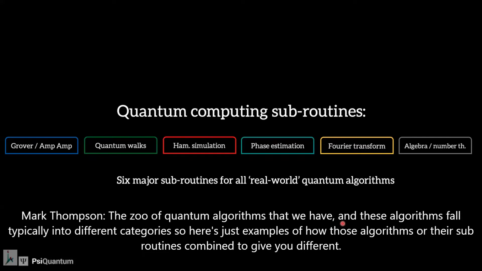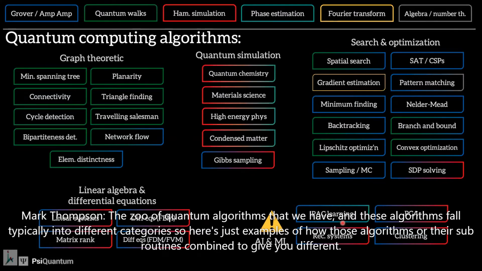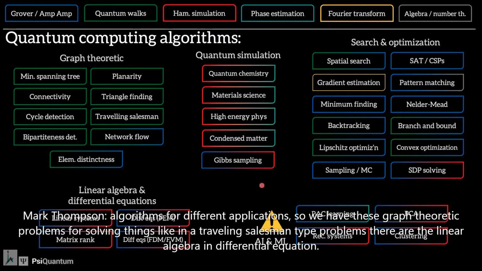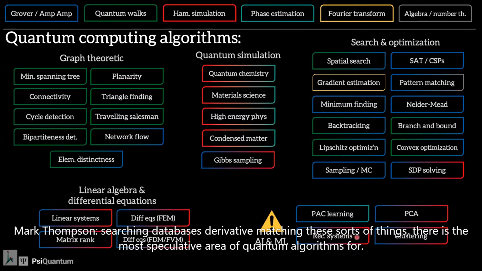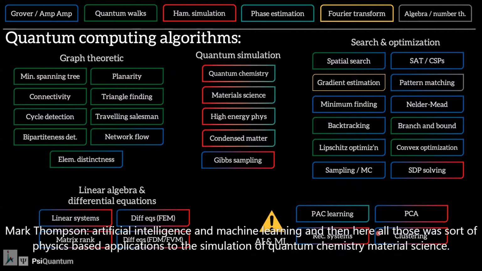And these algorithms fall typically into different categories. So here are examples of how those subroutines combine to give different algorithms for different applications. We have graph theoretic problems for solving things like traveling salesman type problems. There are the linear algebra and differential equation algorithms for use in things like simulating fluid dynamic systems. There are the search and optimization algorithms for searching databases, derivative matching, these sorts of things. There is the more speculative area of quantum algorithms for artificial intelligence and machine learning.